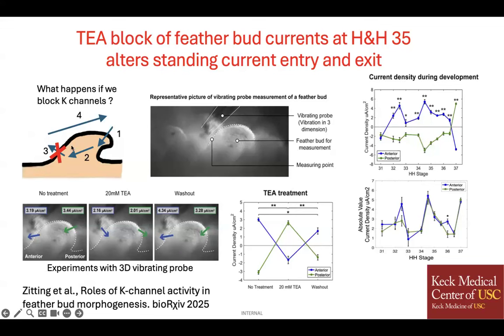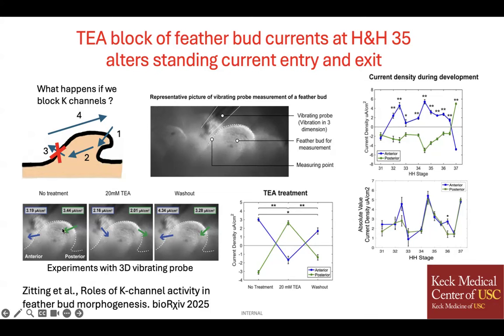Obviously, we're taking advantage now of our 3D vibrating probe. This is actually the envelope drawn around this vibrating probe, placed near, in this case, a single feather bud, and it can be positioned, of course, anywhere over the feather bud. We are going to measure in the anterior and the posterior selectively.